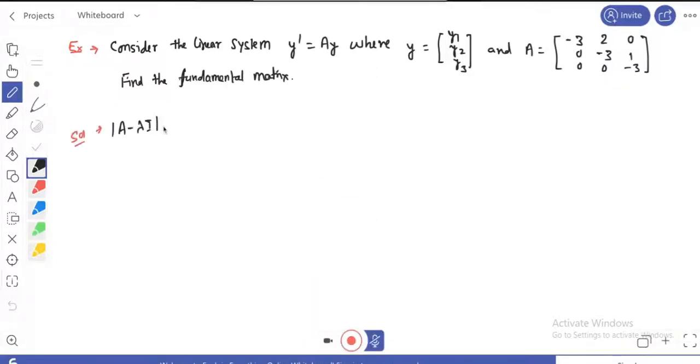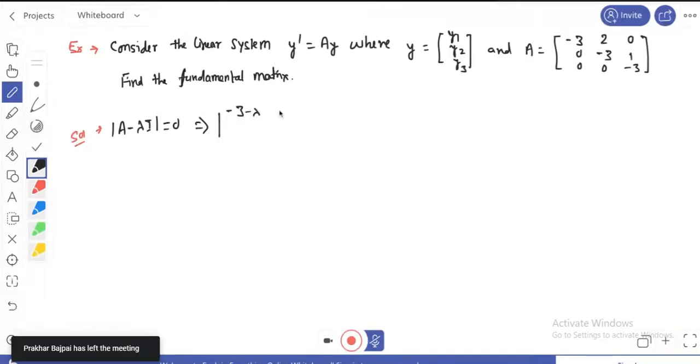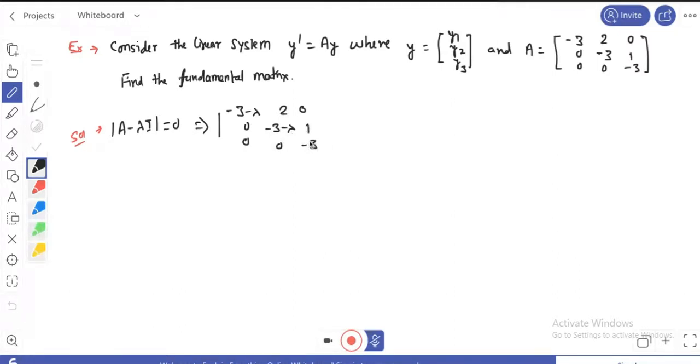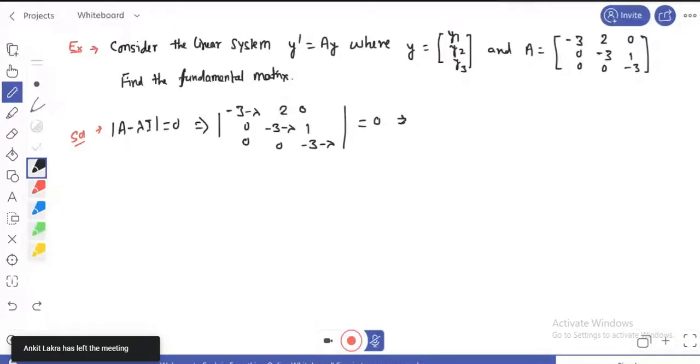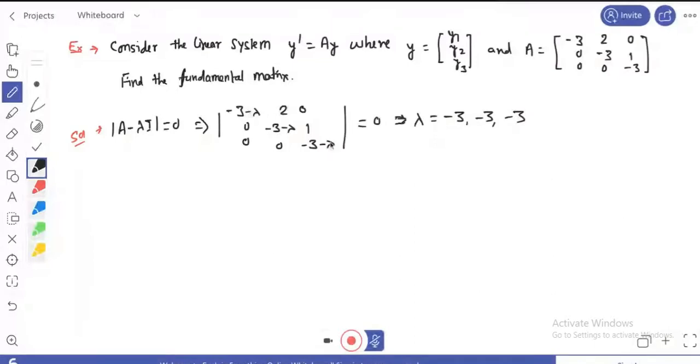That equals 0. In short, we can write here: the matrix with entries -3 minus lambda, 0, 0 in the first row; 0, -3 minus lambda, 1 in the second row; and 0, 0, -3 minus lambda in the third row, and that equals 0. If you solve this, here is the diagonal term. This means your eigenvalues are the diagonal entries, and here they are all the same. So lambda equals -3, -3, and -3. Okay, so these are the eigenvalues.